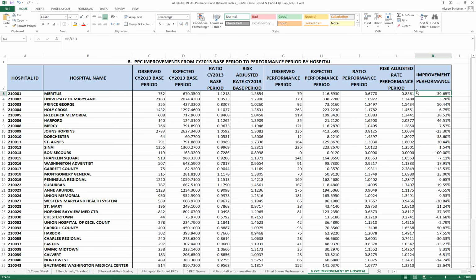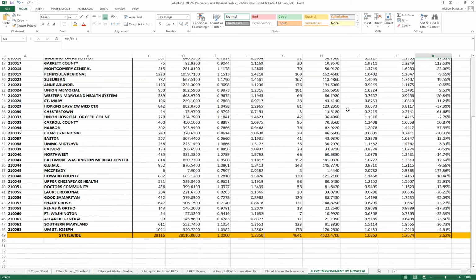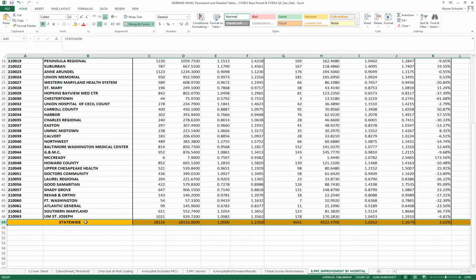So for Meredith, they've actually had almost a 40% reduction in PPCs when you compare the first 2 months of this year with the entire calendar year 2013 base period. Now that's good because it's an improvement. However, when you look down here at the state as a whole, at this point, with only preliminary data, it looks like there's actually been a 2.62% increase in PPCs. Now again, this is preliminary, and hospitals do have the ability to go back in and correct this data prior to their quarterly final data submission.